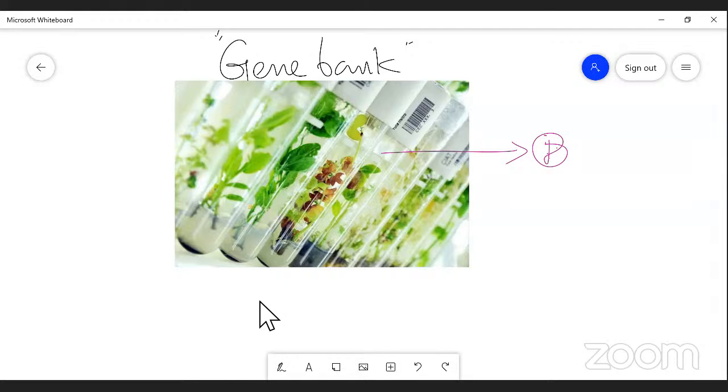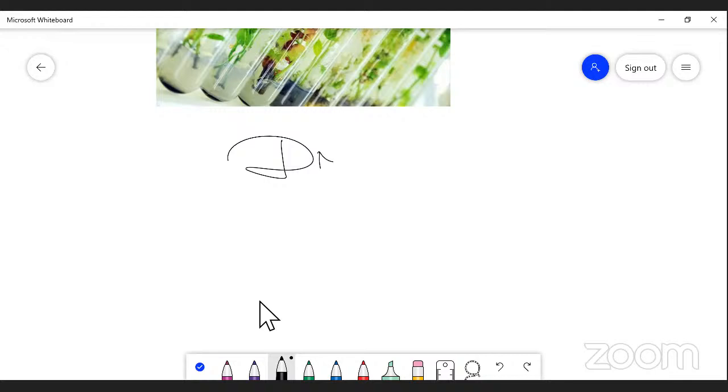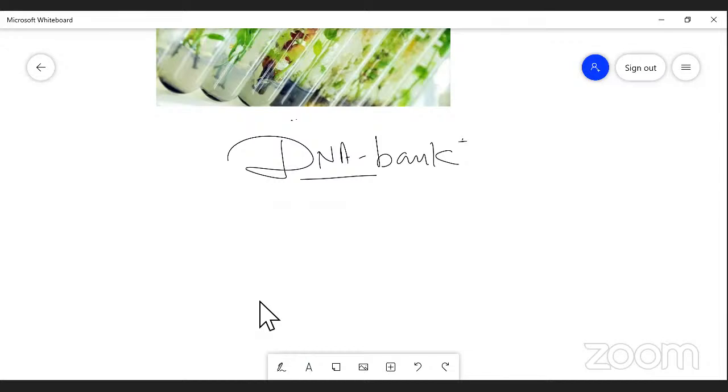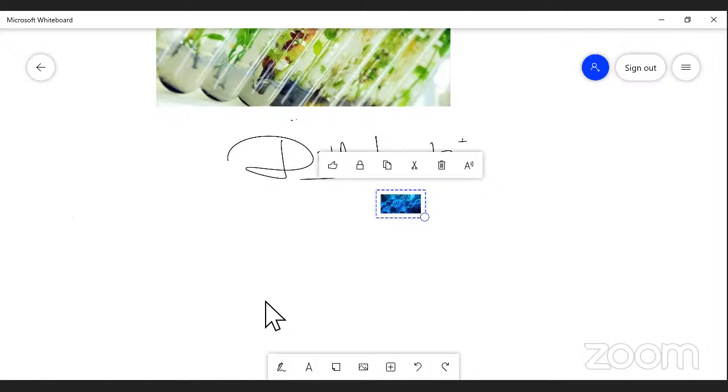And one more I'm going to show you, that is a DNA bank. DNA is a genetic material. A DNA bank is nothing but a collection of DNA of various plants. It is also protected and preserved for a long duration. I'm going to show you the next one, because DNA is a genetic material.